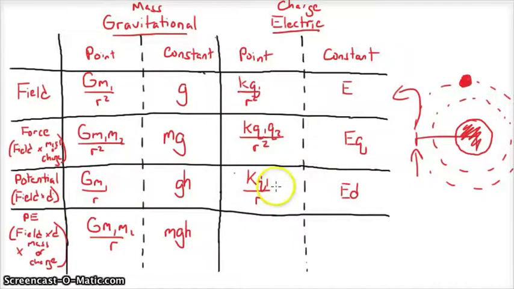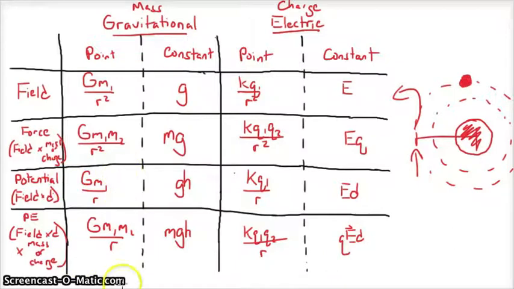For point electric fields, we're going to get kq1 over r squared, multiply it by our other charge, and multiply it by another value of distance, which is going to leave us with kq1 q2 over r. And then finally, our last equation for an electric constant field is going to be the value of our field again, times our distance, times our charge. And you'll get QED.